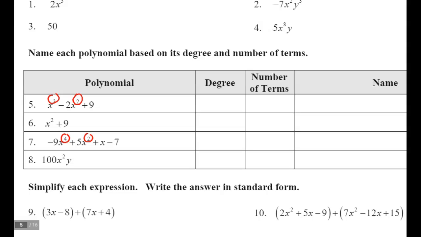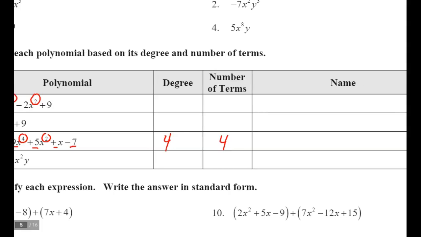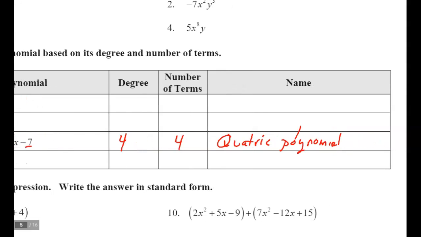So this one is a 4th degree, and it's 4th degree because of the 4 above the x. How many terms are there? 1, 2, 3, 4 terms. And if we're going to name it, well, then that's a quadratic polynomial. And then I think you always add in with 4 terms.